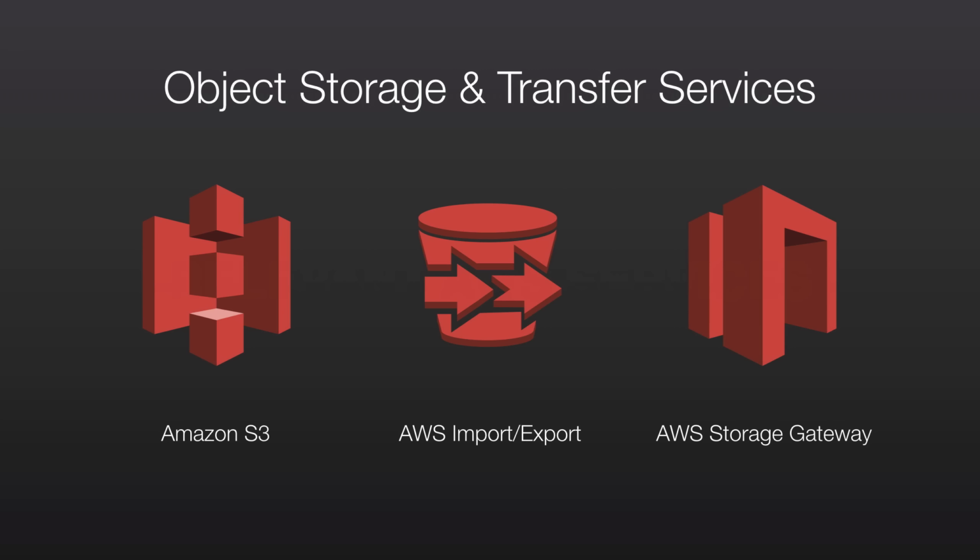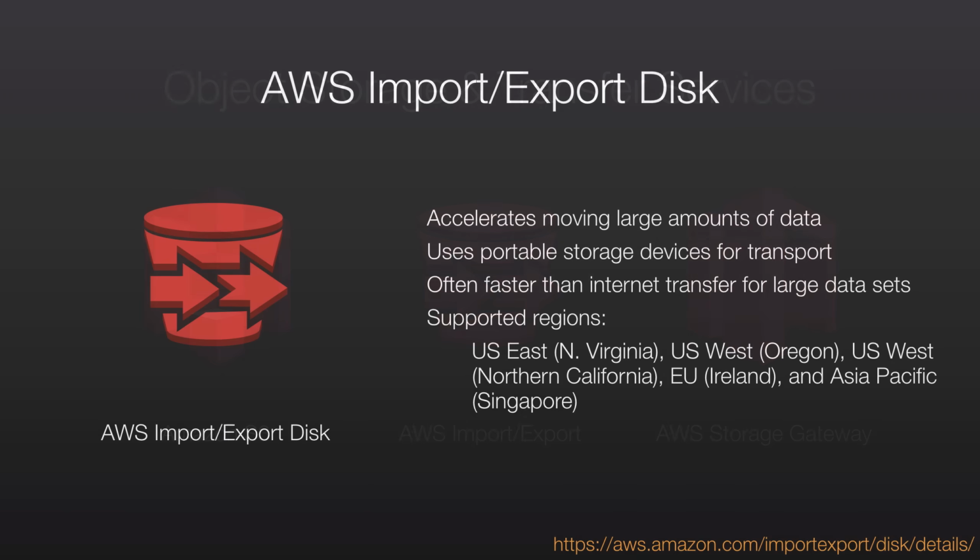Amazon S3, it's a highly durable object store. We're going to return to that in a few minutes and talk about it in a little bit more detail. And we'll talk about AWS Storage Gateway in a few minutes as well. Before we do that, I just want to focus on AWS Import Export. We just renamed the original Import Export service to AWS Import Export Disk. And this is a service that accelerates moving large amounts of data into and out of the AWS cloud using portable storage devices for transport.